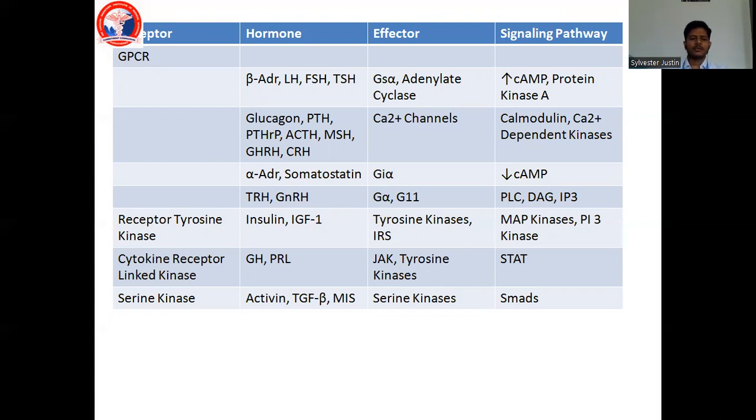Other types of receptors include tyrosine kinase receptors, on which insulin and IGF-1 act, cytokine receptor linked kinase, on which growth hormone and prolactin act, and serine kinases, on which some minor hormones like activin, TGF beta, and MIS act.